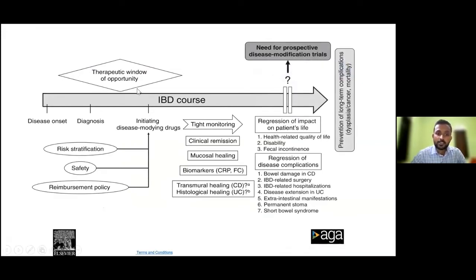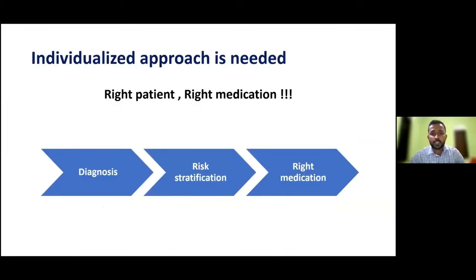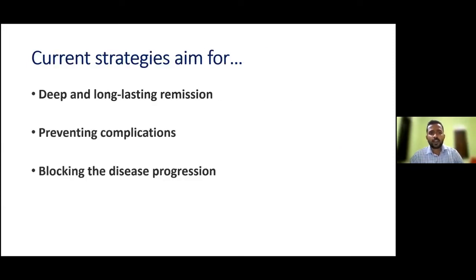If we can diagnose and if we can initiate disease-modifying drug, we might be able to change the disease natural history or the progression. So individualized approach is needed. Right patient, right medication. So after the diagnosis, we should do a risk stratification, and according to that, we should select the right medication. So what are the current strategies aimed for?